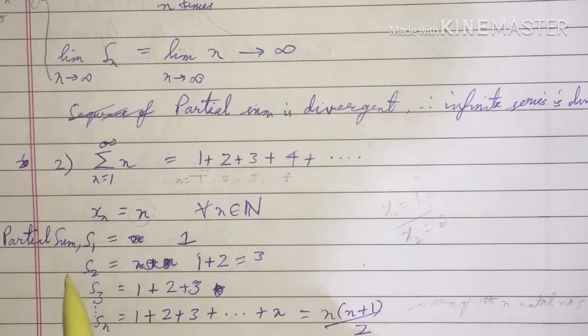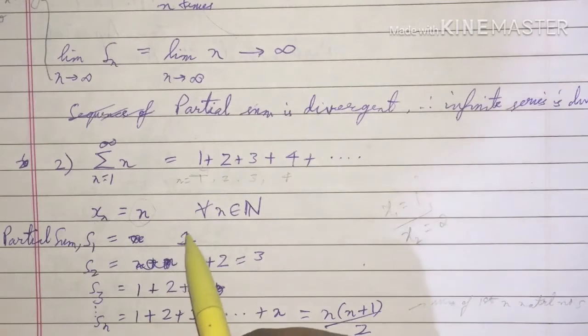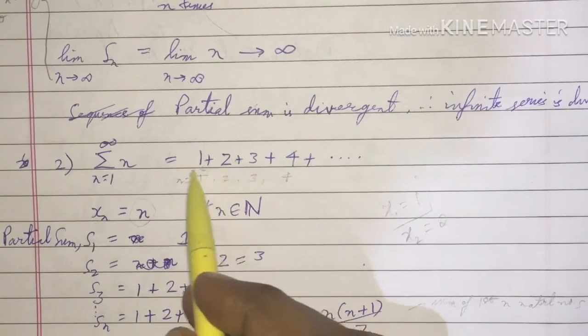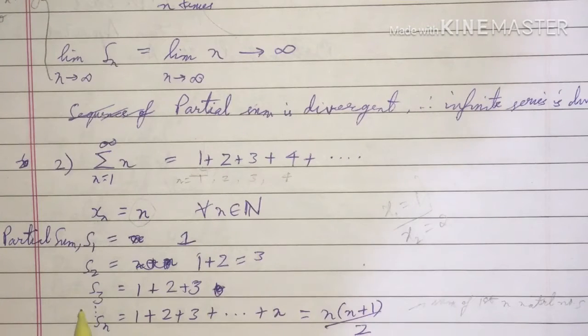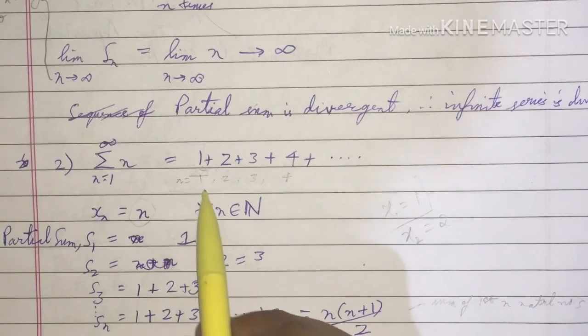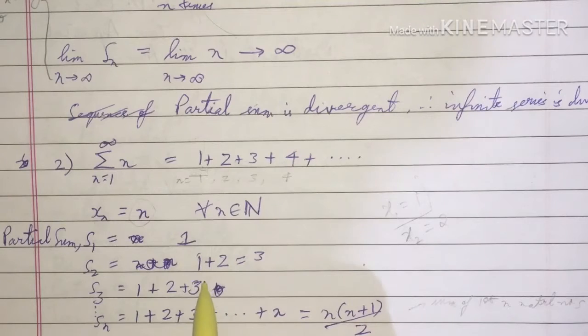Now the partial sum, s1, which is the first element, is directly 1. s2 is basically the sum of the first two elements, which is 1 plus 2, which is 3. s3 is the sum of the first three elements, 1 plus 2 plus 3. So in general, Sn is the sum of the first n elements, which is 1 plus 2 plus 3 plus dot dot dot plus n. And as I showed in another video, it is basically n into n plus 1 by 2.